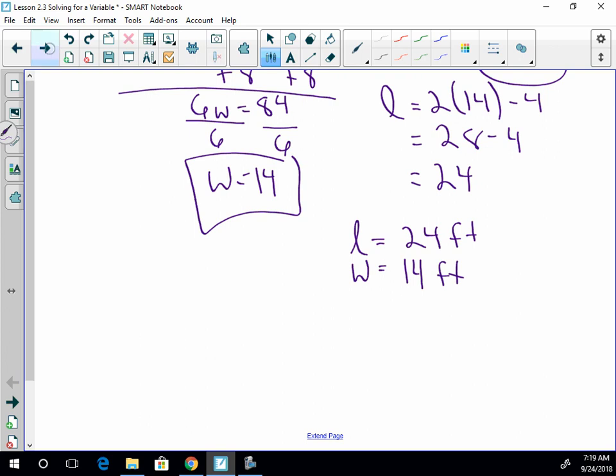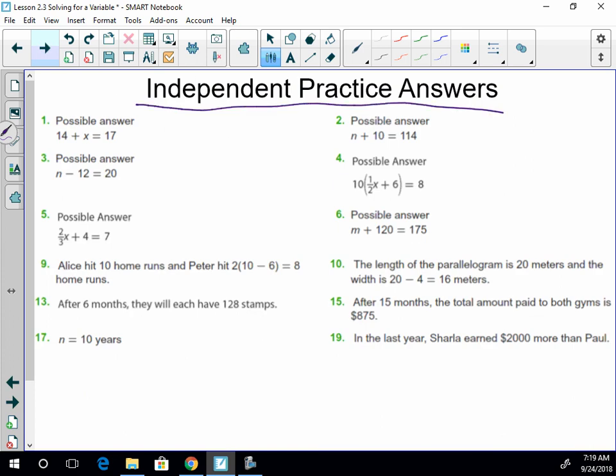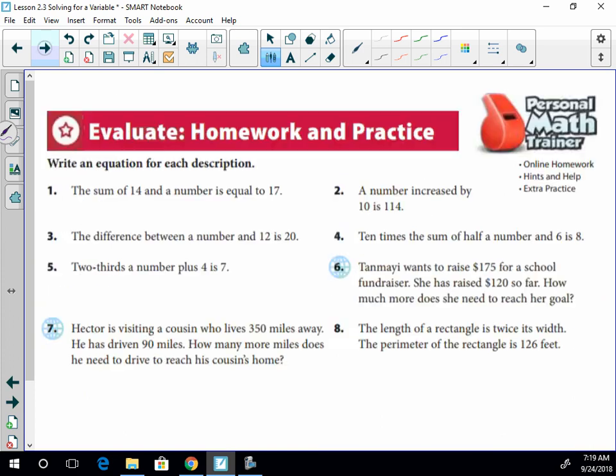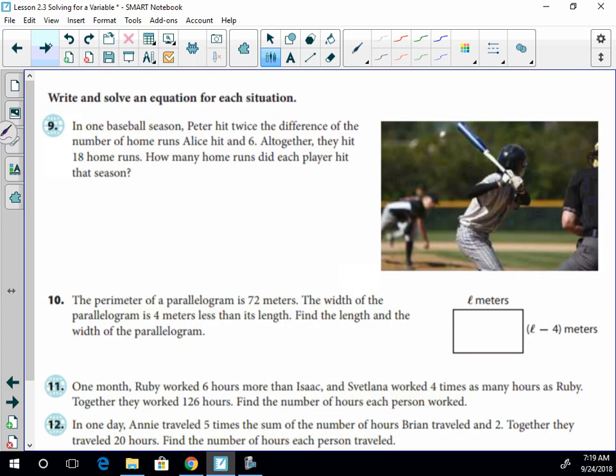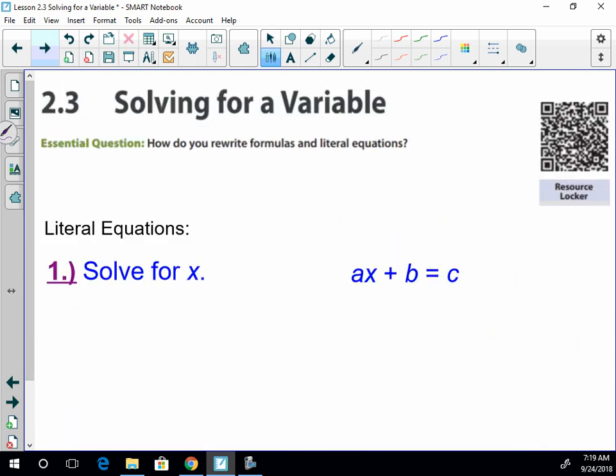Okay, so what are we talking about today? Oh, by the way, your independent practice, hold on to that for next class. Don't turn that in today. That's your independent practice stuff. This is clipped in.